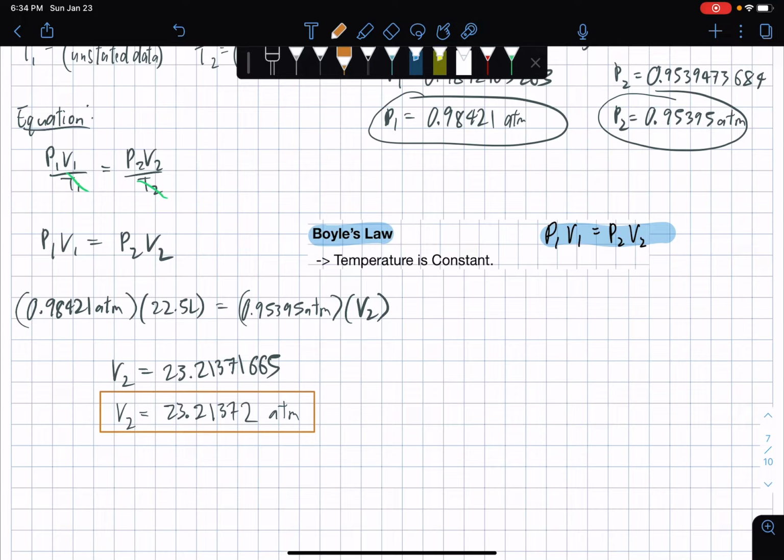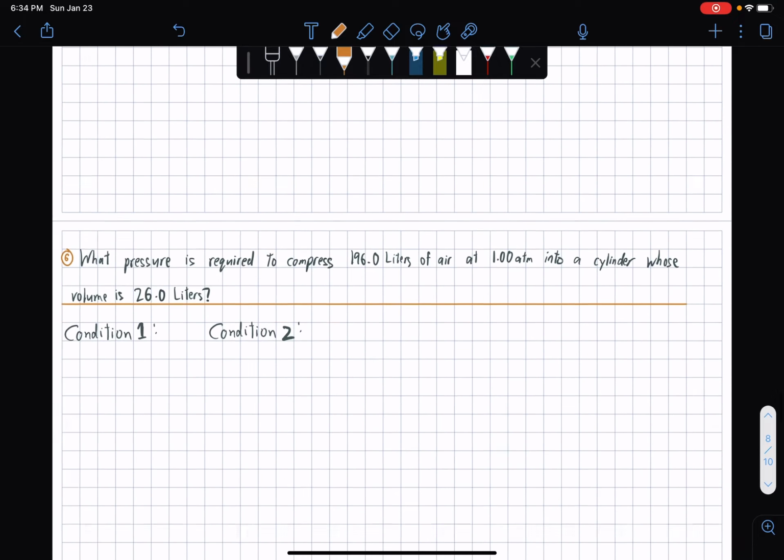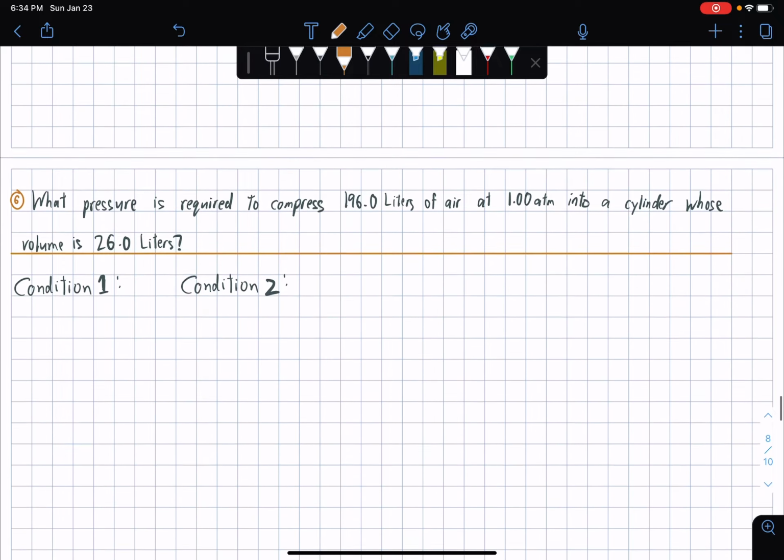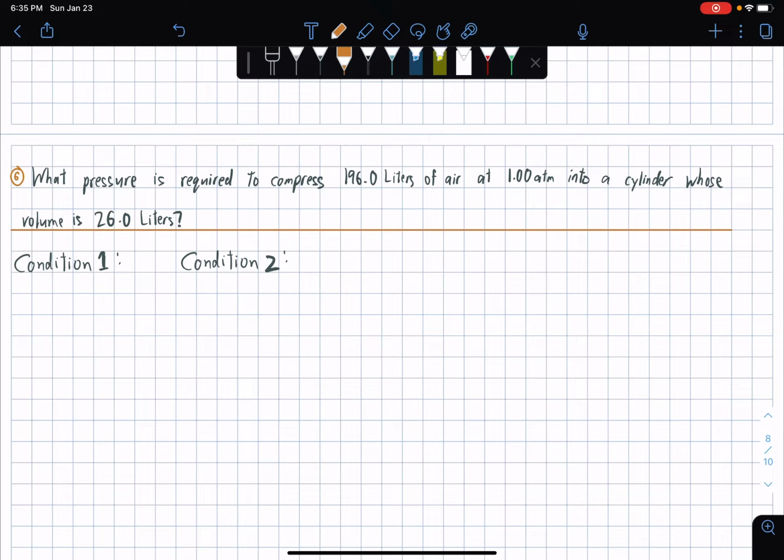Alright, let's move to another problem. What pressure is required to compress 196 liters of air at 1 atmosphere into a cylinder whose volume is 26 liters? Alright, let's start with enumerating the values as usual.